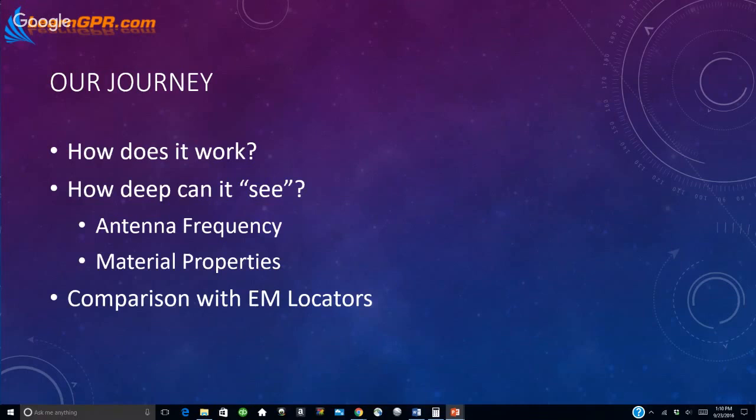Finally, we're going to have a comparison with EM locators, see what the positives and negatives are of both of those, and then we'll have our Q&A session. So let's begin. How does it work?